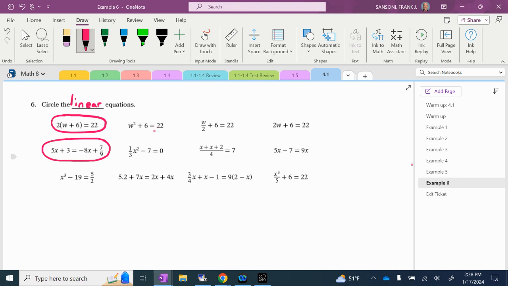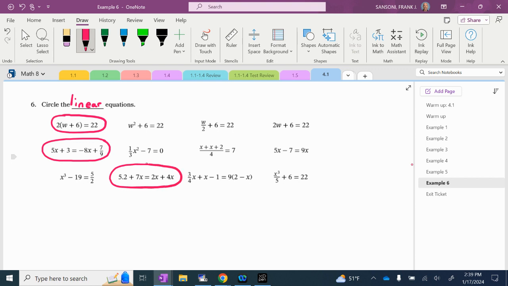What about this top one, second row? Or second column? No, that's a w squared. So that's not linear. What about your middle one in the second column? No, that's an x squared. So that's nonlinear. What about your bottom one in the second column? Yeah, because this is a 7x, this is a 4x. They're on different sides of the equal sign, but there are no exponents other than 1, so that's going to be linear.